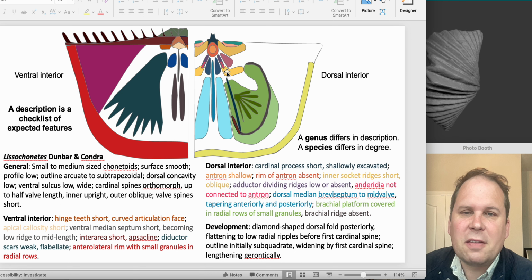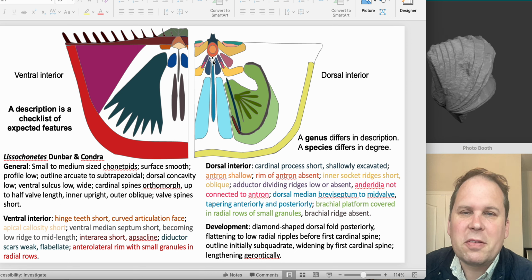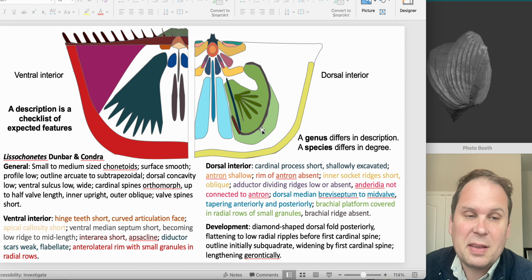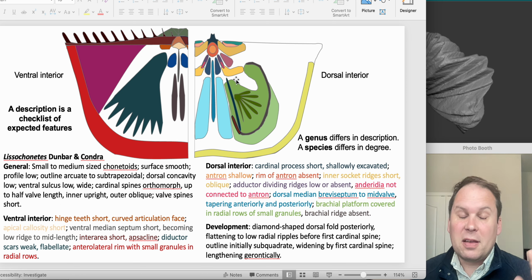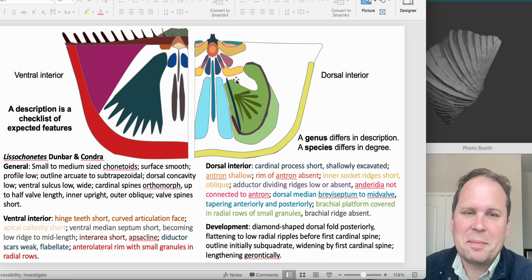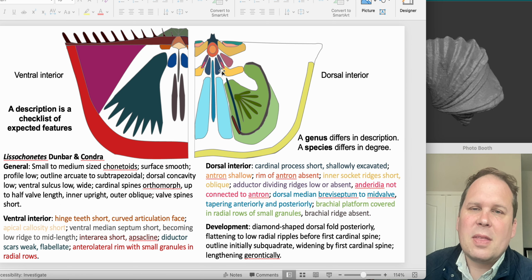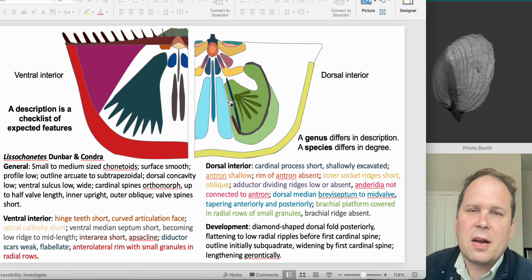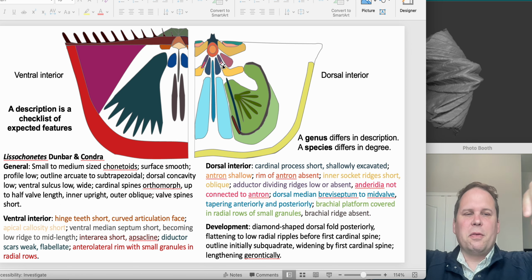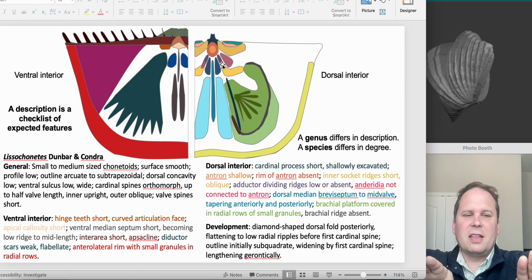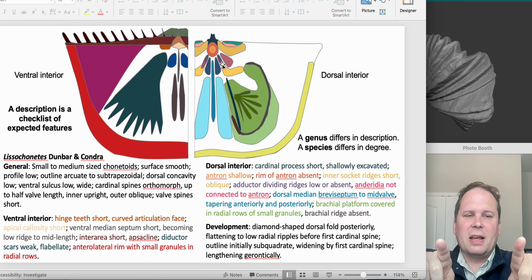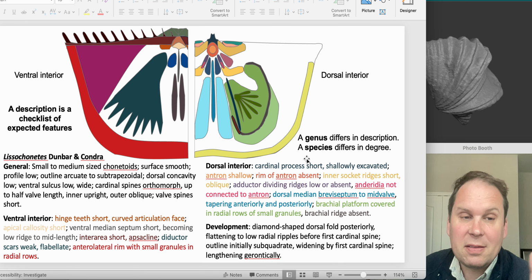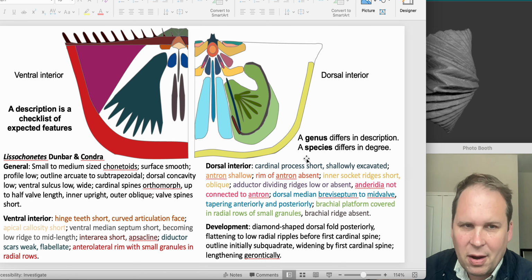The ridges that divide those are this sort of purplish thing, and those are low to absent. There's basically nothing, no wall separating these two muscles, whereas there's a giant wall in some other brachiopods. The two little prongs that are here, those are called the andoridia, and those are not connected by a ridge to the antron. It's just like they're sitting on the floor, sort of pointing up like that. And they're two little finger-like projections. We're not sure what they're for, but they're part of the description because they're part of the fossil.